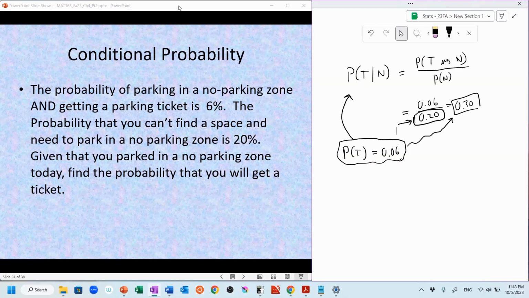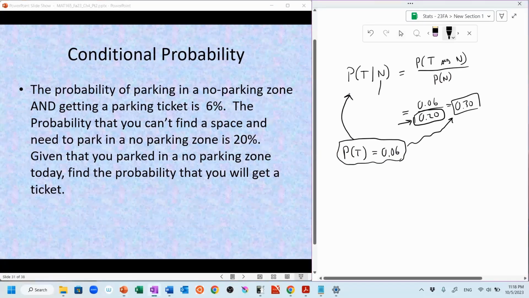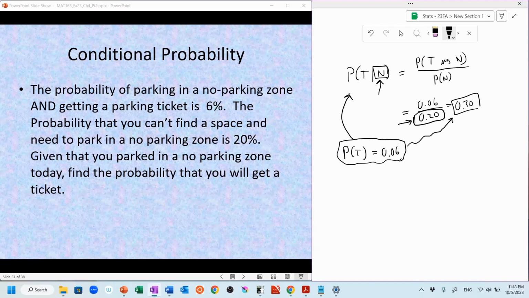So the way that I just explained it is somewhat of a Bayesian or a subjective probability point of view, where as we accumulate more information about the world, more information about some particular system, namely that we have new information that we had to park in a no parking zone today, how do we update our probability in light of that new information? This will be a very common theme in the section on Bayes' theorem at the end of chapter 5.